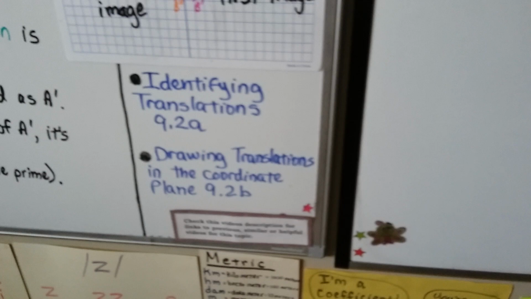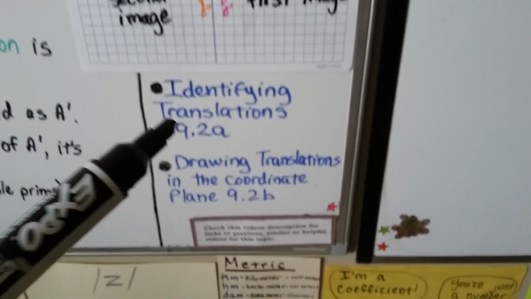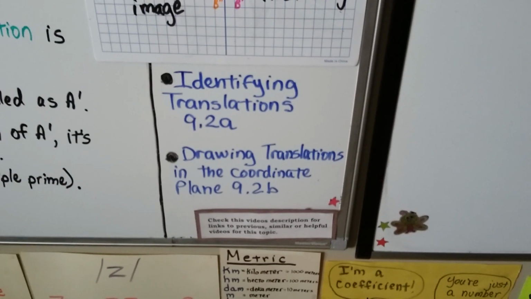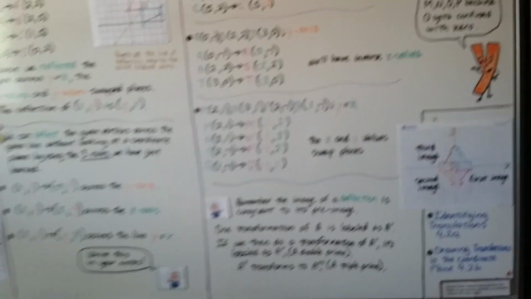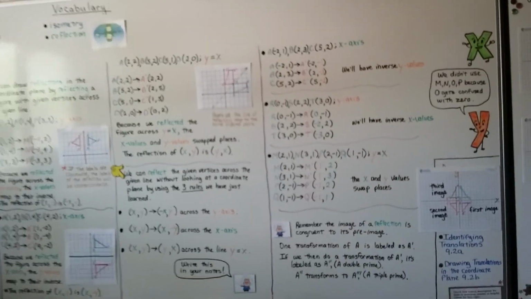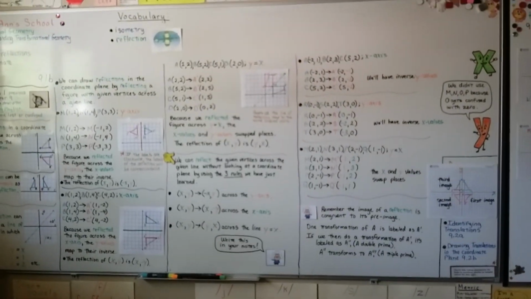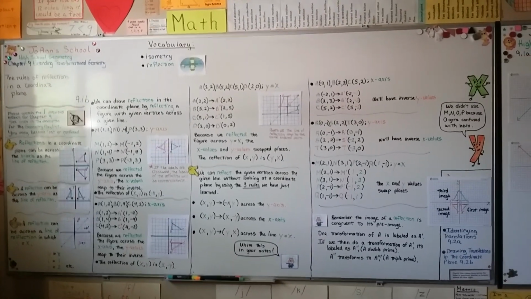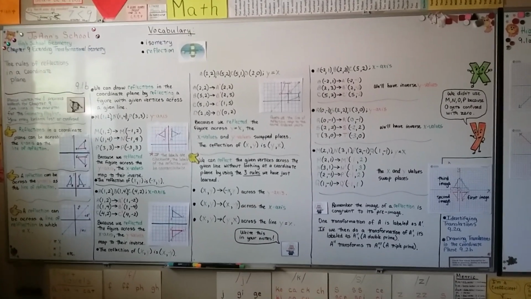Our next lesson, we're going to talk about identifying translations in the first part of the lesson, and then in the second part of the lesson, we're going to talk about drawing translations in the coordinate plane, okay? And we're going to talk about rotations after that. We're going to talk about dilations after that, all right? So that's all Chapter 9. It's all extending transformational geometry.